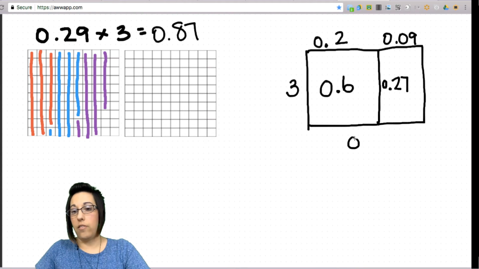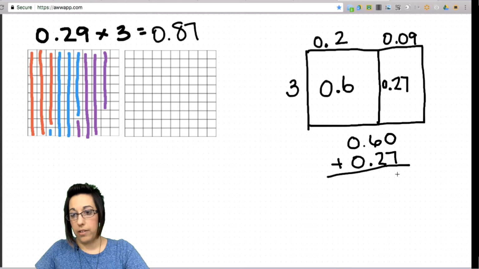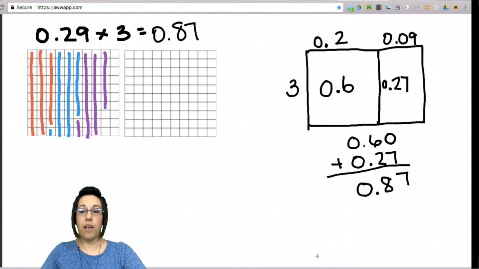So now I have 0 and 6 tenths plus 0 and 27 hundredths. I annex a 0. 0 plus 7 is 7. 6 plus 2 is 8. Put my courtesy 0, and I have 87 hundredths.